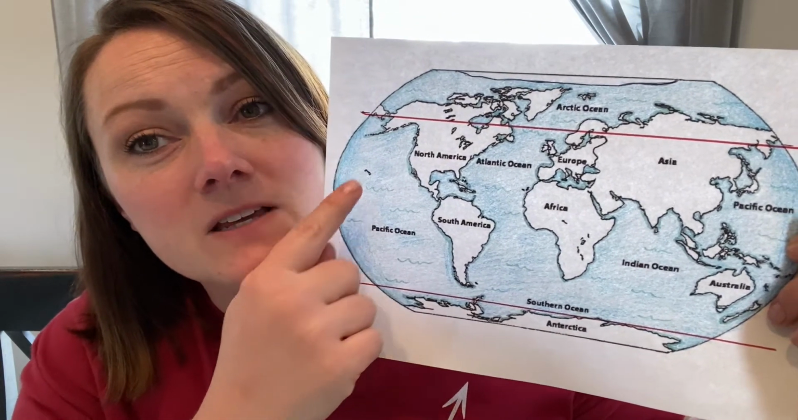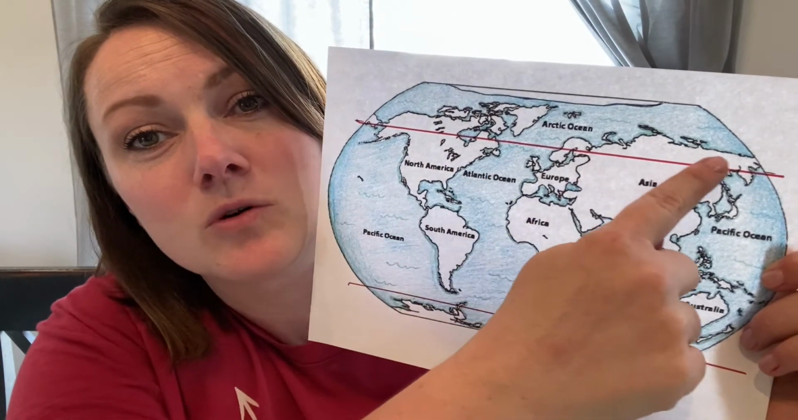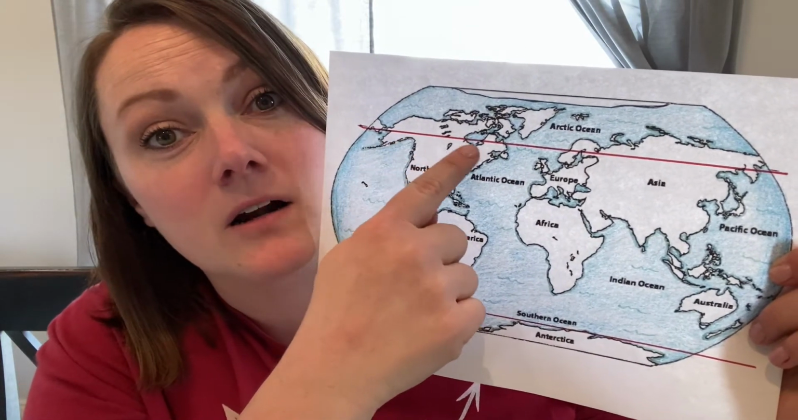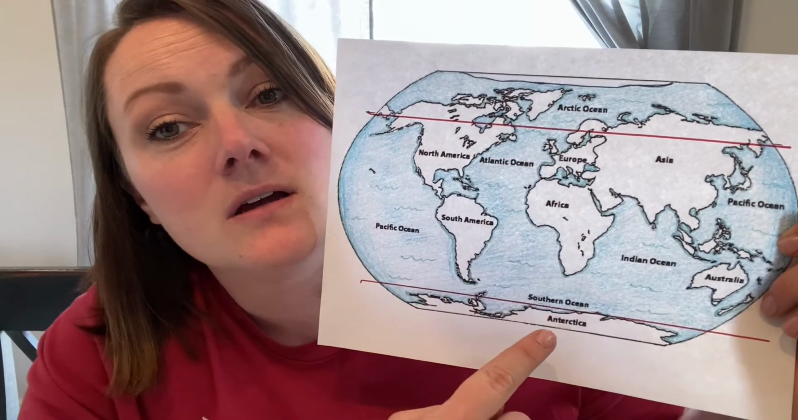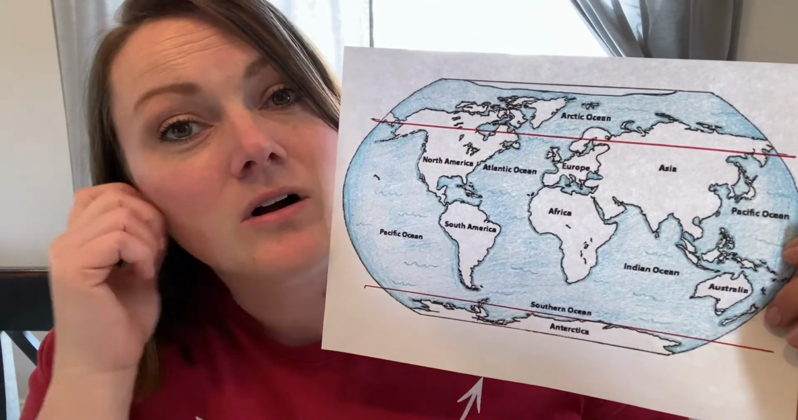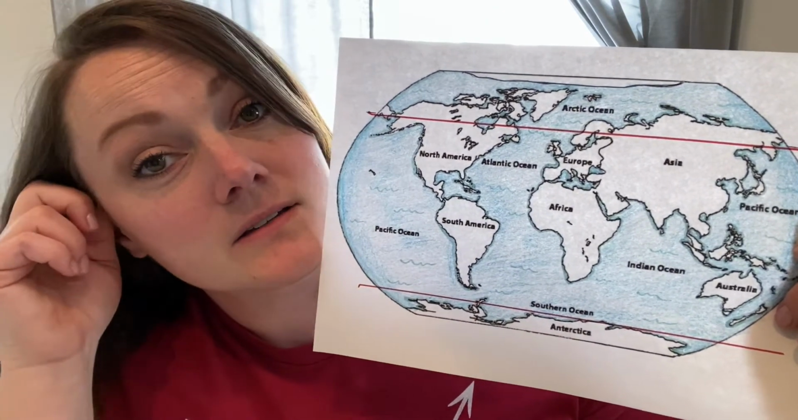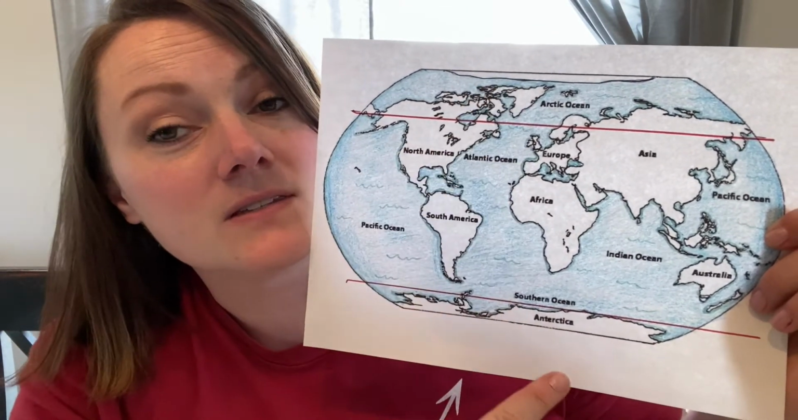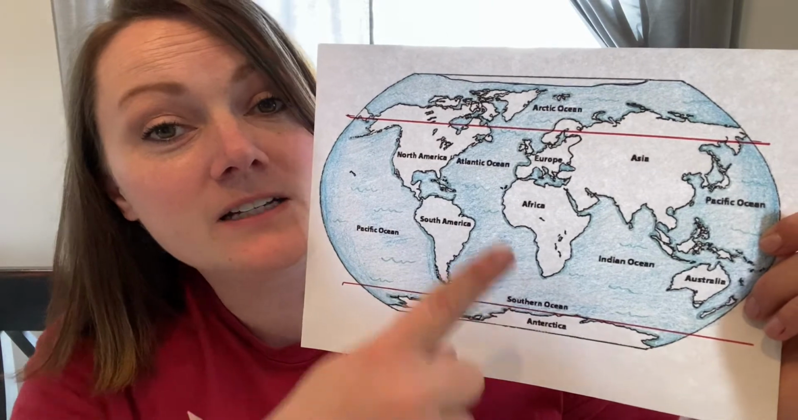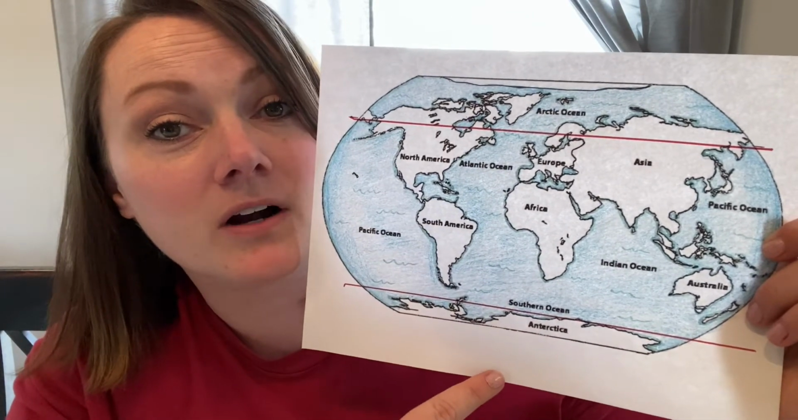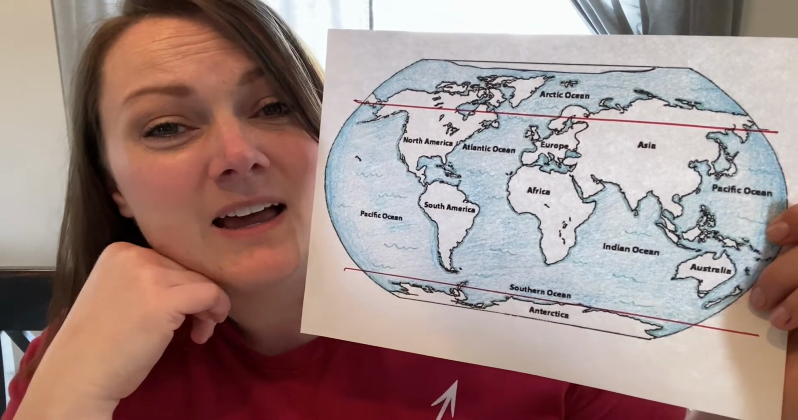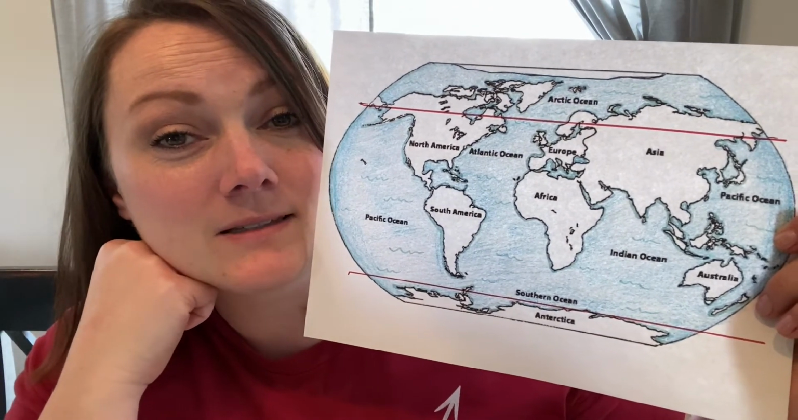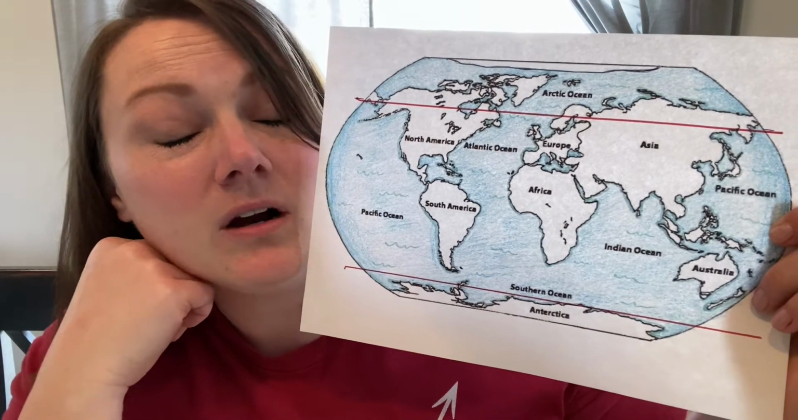And I have these red lines for what we're talking about today. We're talking about the habitats that are above these red lines and below these red lines. These are called the Arctic areas. So we have the North Pole and the South Pole. Those are the very top and the very bottom of our Earth. That's where we're going to start. And these are the coldest parts, or the coldest habitats. And it's called the Arctic habitats.